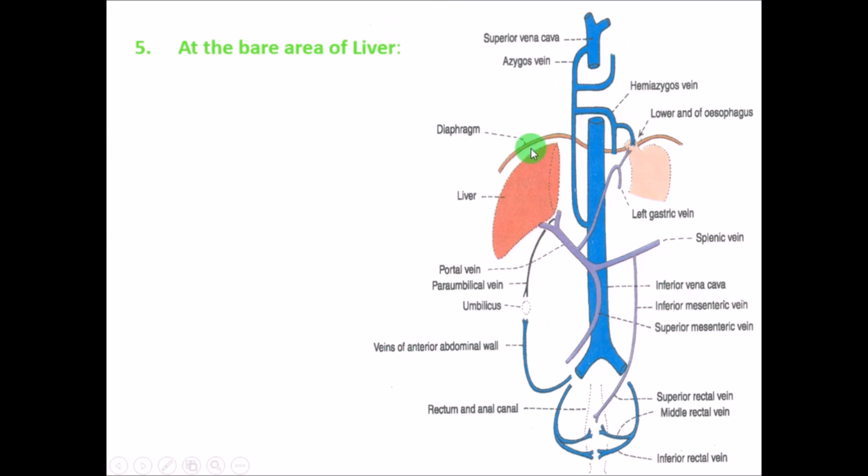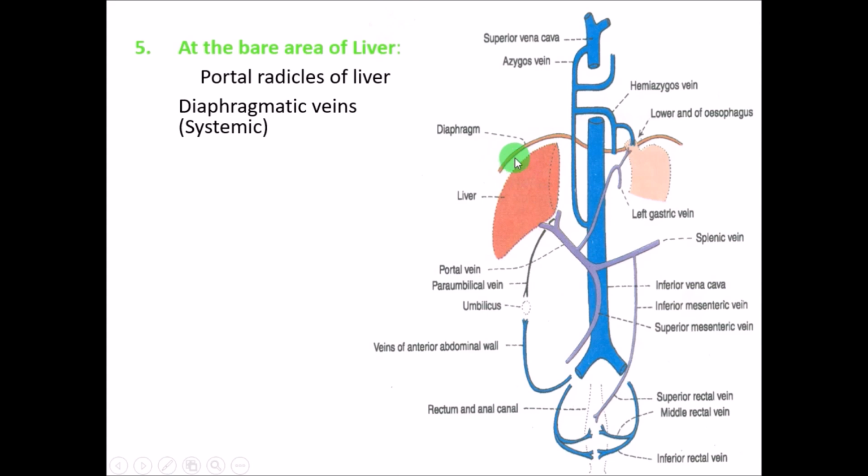The fifth is in the bare area of the liver. The bare areas are those parts of the liver where the liver is not covered by the peritoneum. Okay, so here the portal radicals of the liver, which are a part of the portal vein, will try to communicate with the diaphragmatic vein.